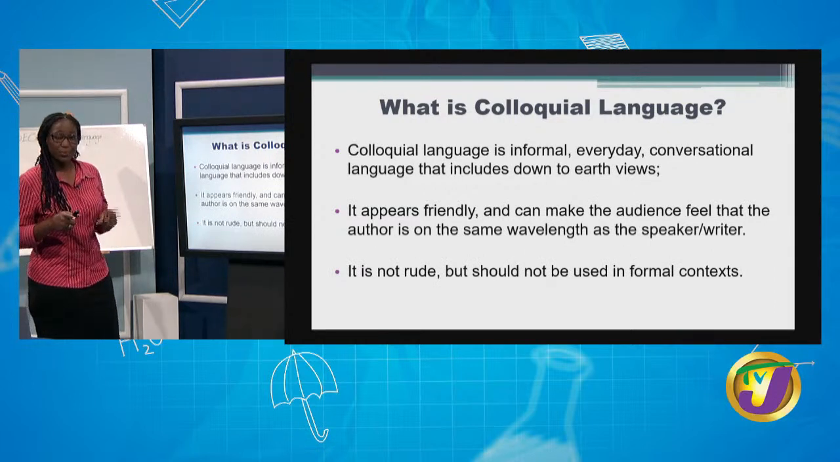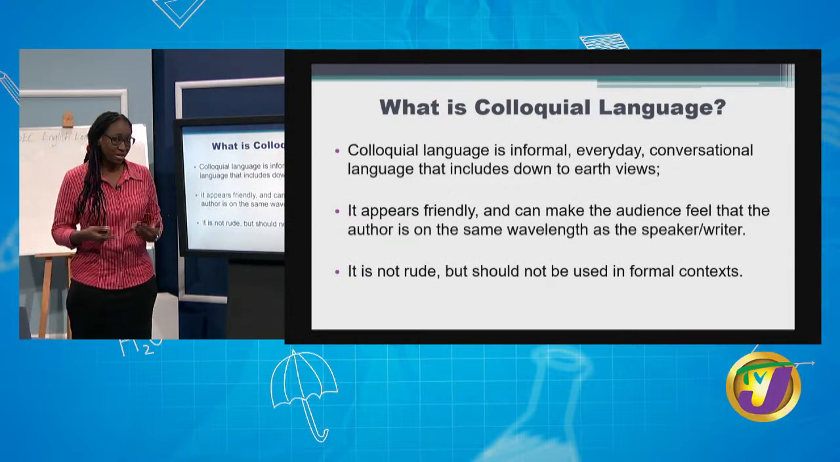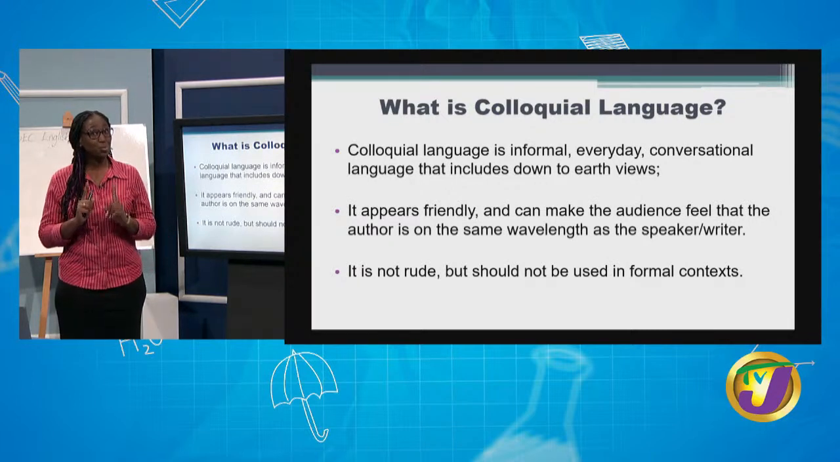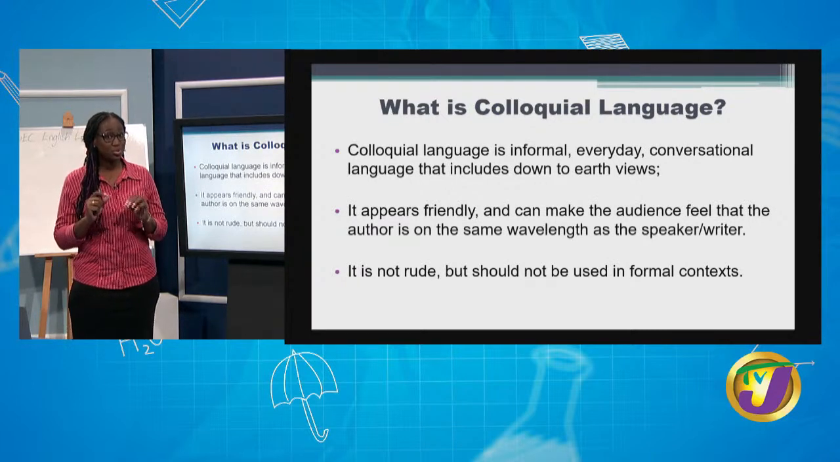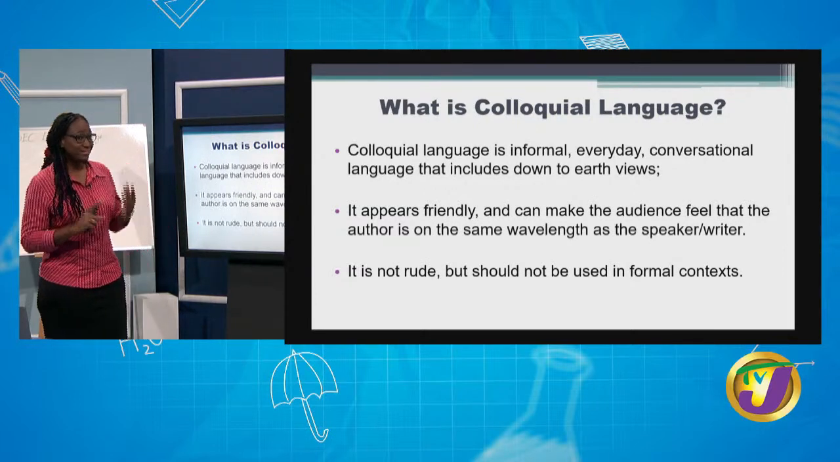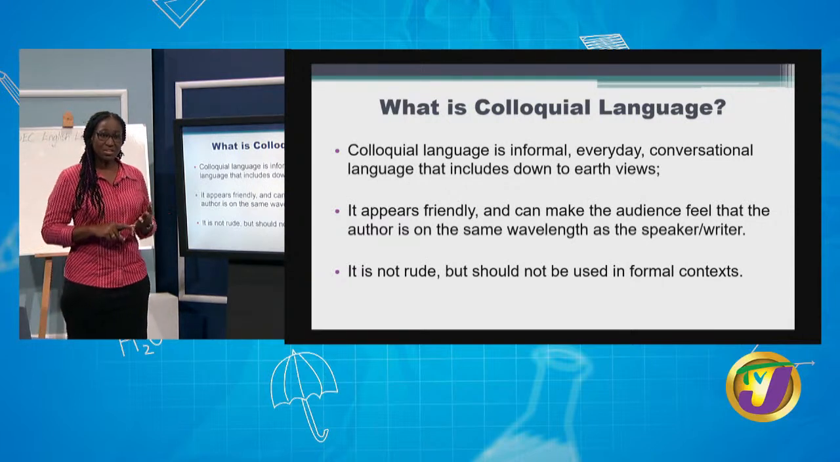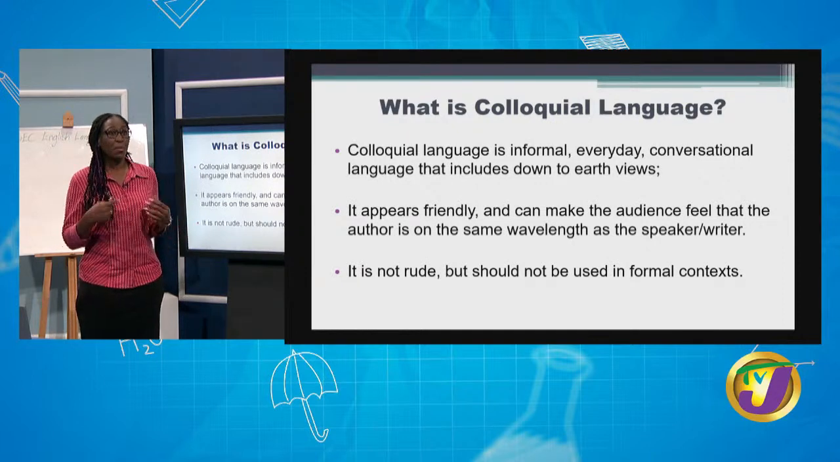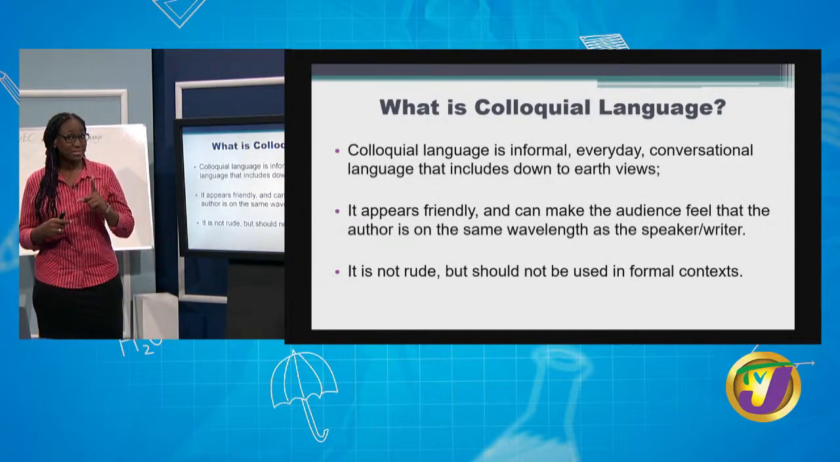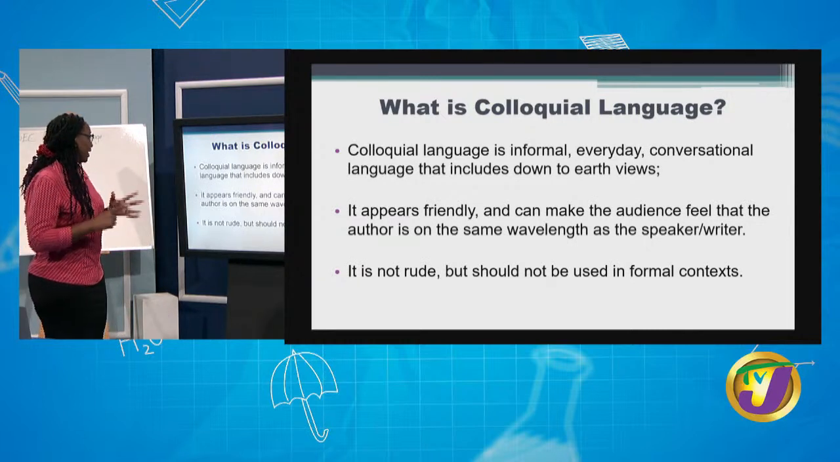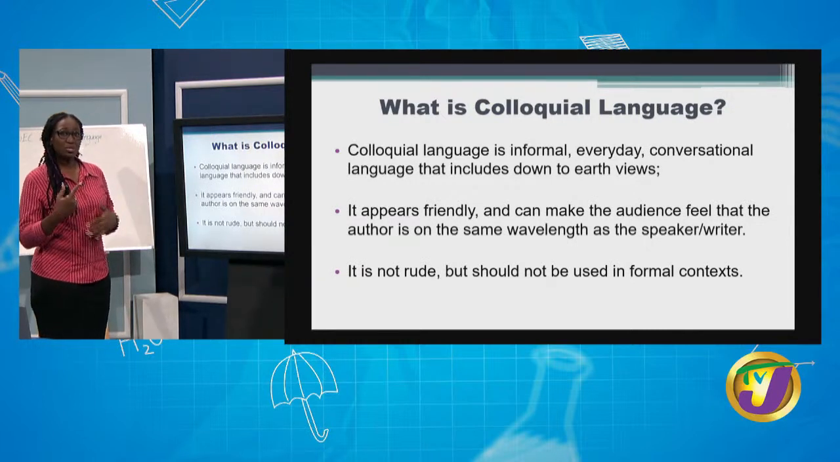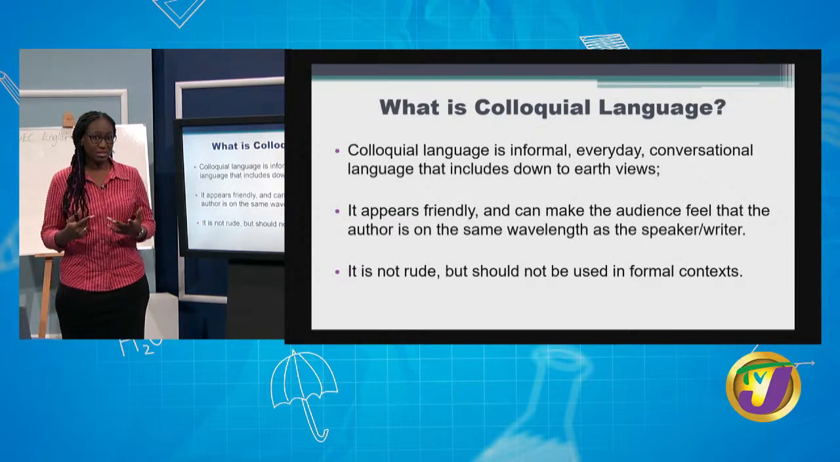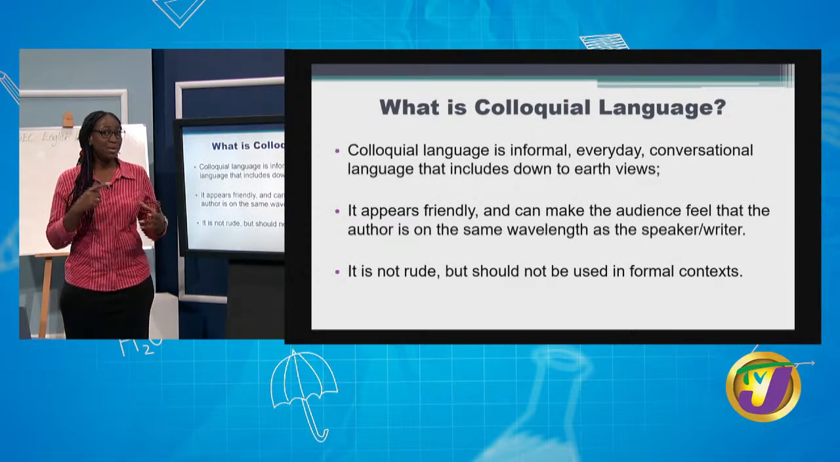Now, be very careful. Even though it is your ordinary everyday language and it is informal, you must not be rude. So you stop short of being rude. Rudeness is not encouraged. So it is informal. It is something that allows your audience to feel as if you and they are companions, but you're not going to cross the line and be rude. So it can't be rude, and you're not going to incorporate it in a very formal context. So you would use colloquial language depending on the type of writing you're required to do.